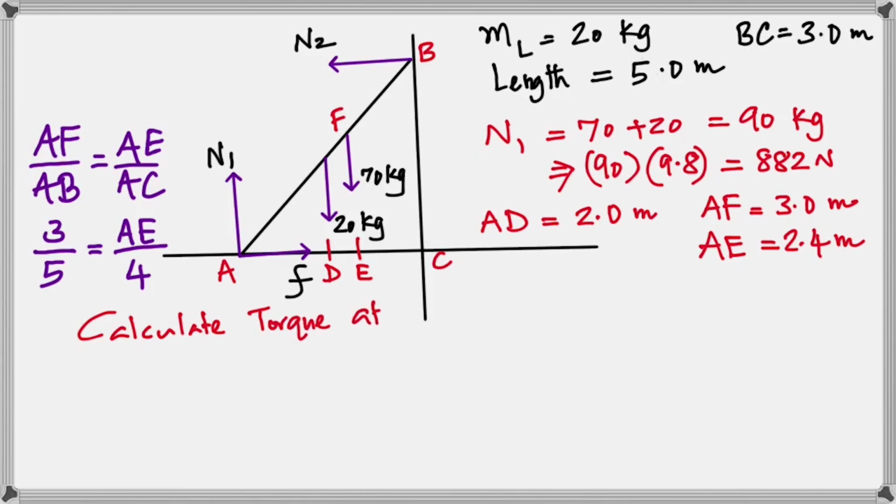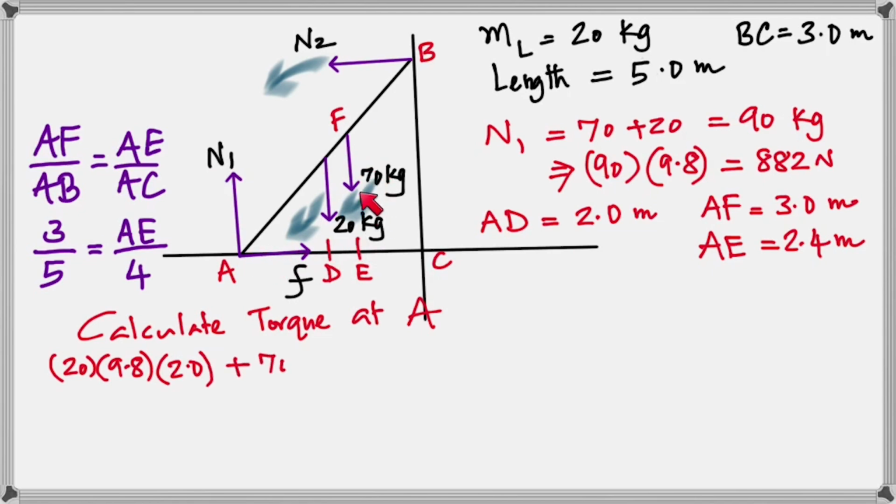There are two clockwise torques. This is one, this is the second, and here is the counterclockwise. So the clockwise torque is 20 times 9.8, because we need to find the force due to 20, times this distance, which is 2, plus, for this one, 70 times 9.8 times AE, which we determined was 2.4, right? So those are the two clockwise torques added up, and then that should be equal to N2 times this distance.